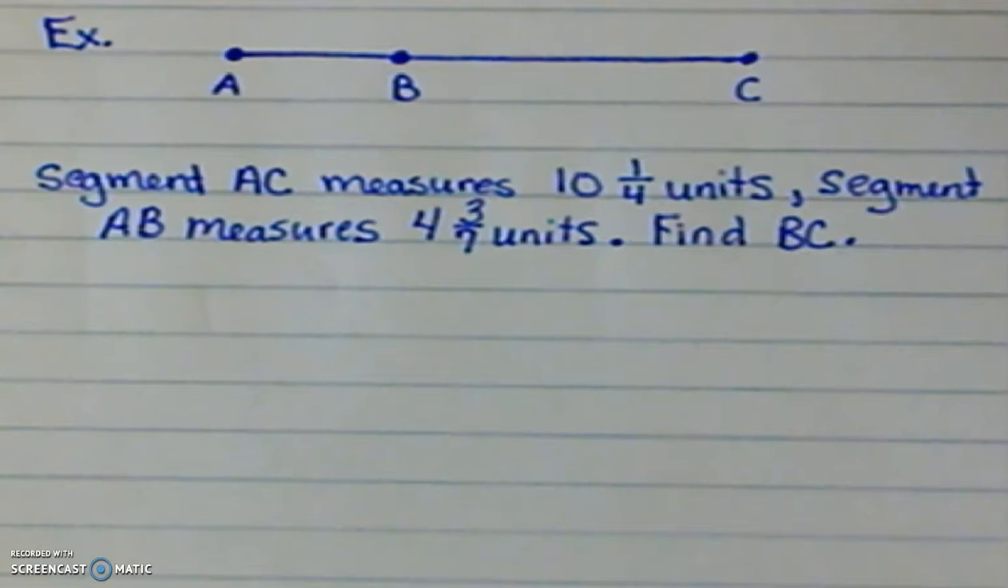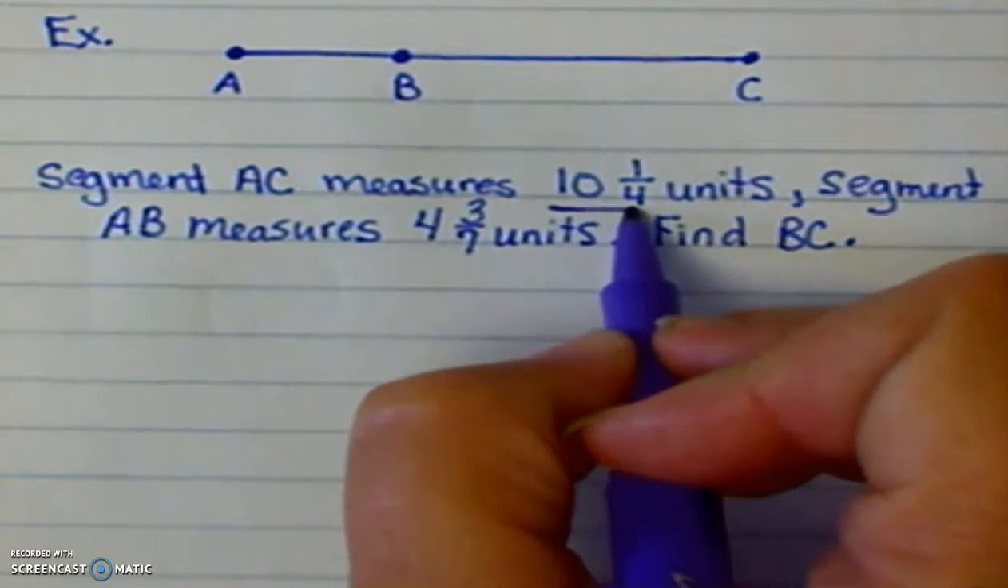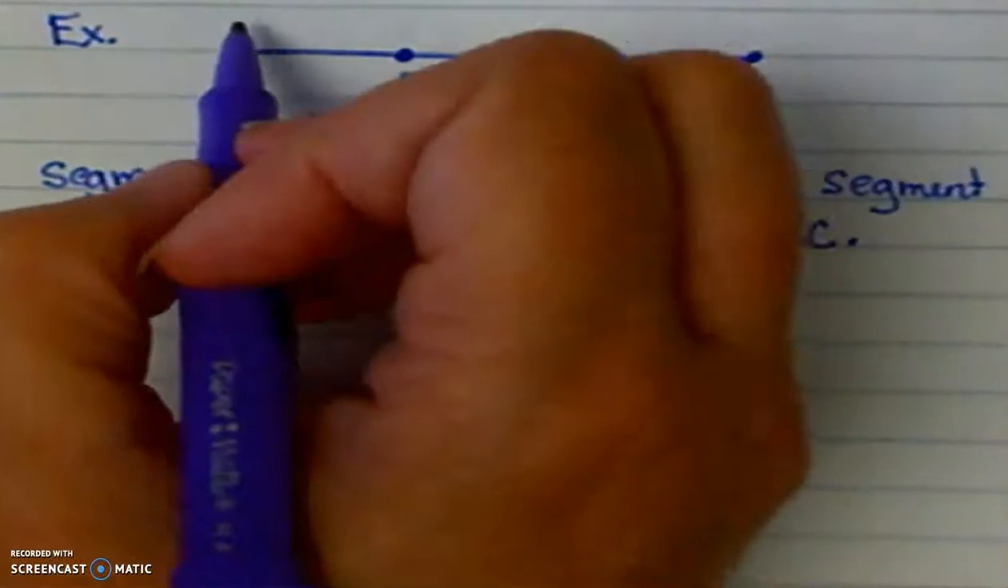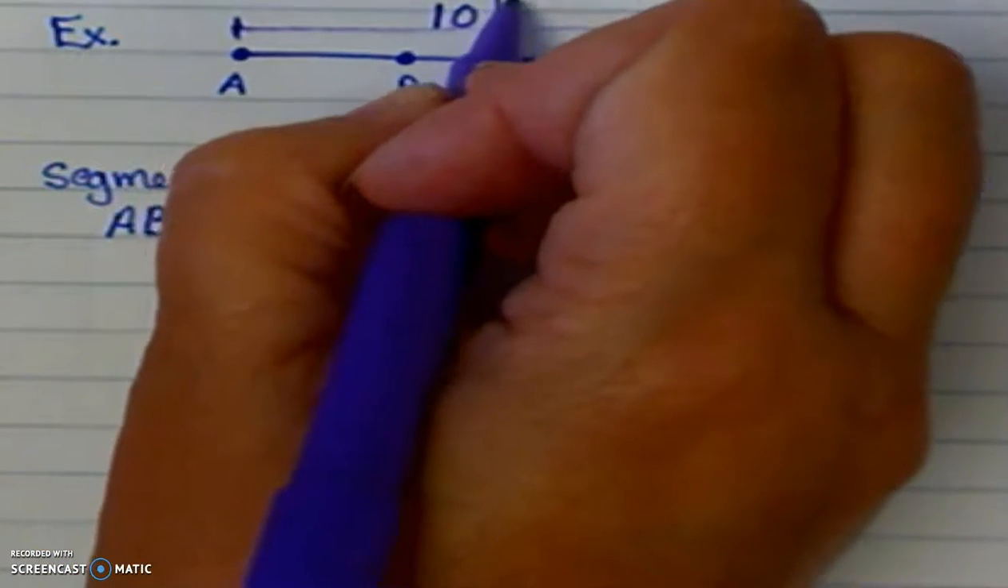Okay, so an example of applying this information. If I were to give you the following information that's listed here on the page: I have a line segment, and segment AC measures 10 1/4 units, segment AB measures 4 3/7 units, and I want to find BC. So let's first fill in information that we know. Segment AC measures 10 1/4 units, so all the way from A clear down to C has a length of 10 1/4 units.